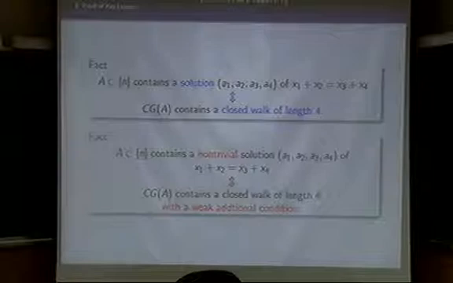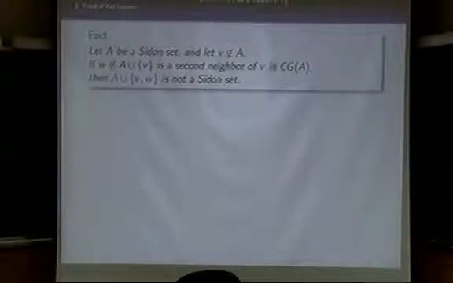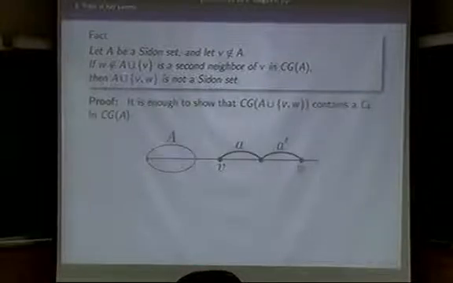Okay, then we will think about the following fact. The situation is the following. When we have a Sidon set, we will add several more elements, and we want to make a bigger Sidon set. For that, we want to know what kind of element we can add or not. So let's think about this fact. Let A be a Sidon set, and let V be out of A.